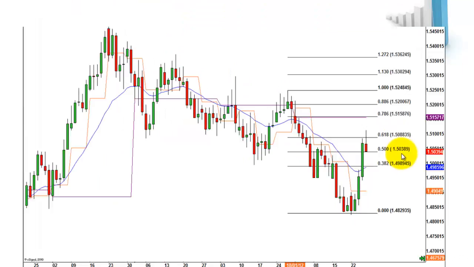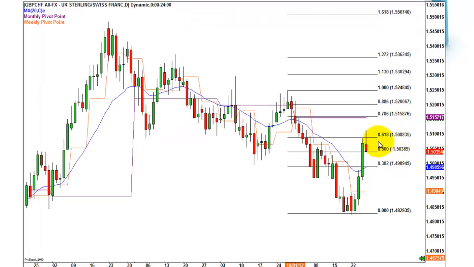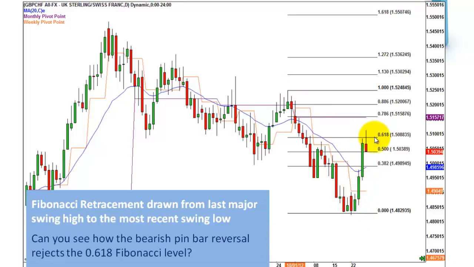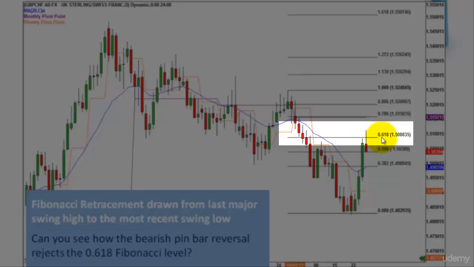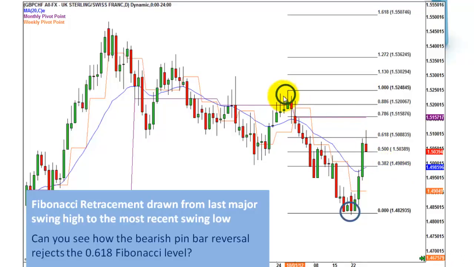So let's have a closer look at Pound Swiss. Say, for example, we take the Fibonacci from the last swing high to the most recent swing low. We can see here that we've got a rejection of the 0.618 Fibonacci level, which is fine. It's a tick in the box. So we always take the Fibonacci from the most recent swing high to the most recent swing low if we're in a downward trend, making lower highs and lower lows. Okay, so it's rejecting the 0.618.